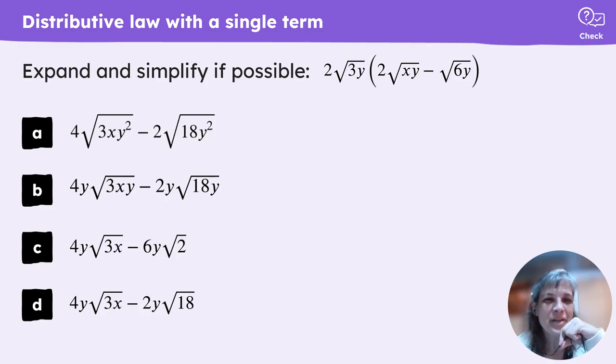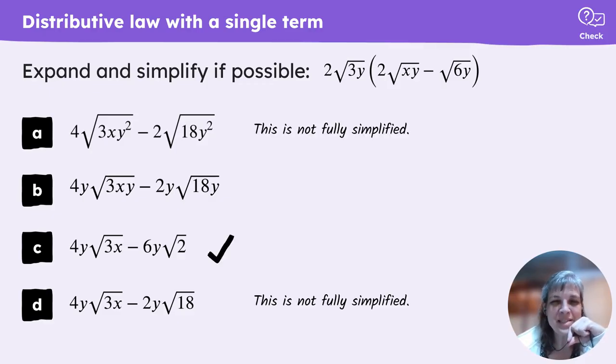Here's one more. Distribute this term with the terms inside. This is practicing doing it with algebra. Okay, pause the video, try it. What did you pick? A, B, C, or D? Well, the correct answer is C. A and D might be versions of what you got, but they are not fully simplified. So the answer should be C.